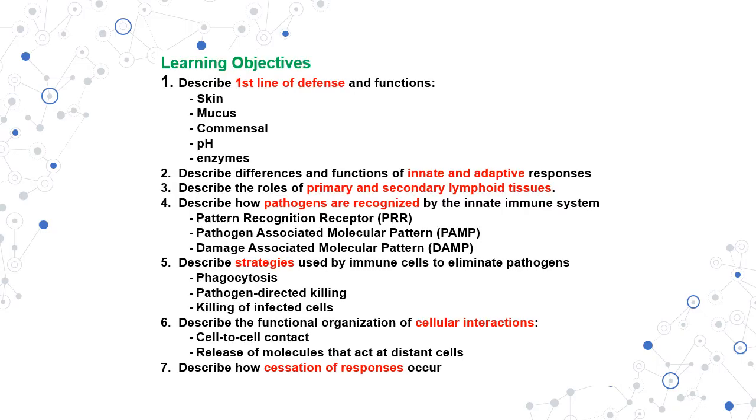Okay, so here we have 7 learning objectives for the 2 classes for the first week. Okay, so what is it we have to know here? We are going to see how this immune system is subdivided. We're going to look at the first line of defense. This is what the pathogens are going to find before they invade the body. Okay. Then we're going to see 2 subdivisions of the immune system: the adaptive immune system and the innate immune system.